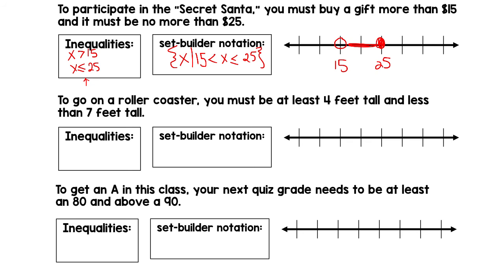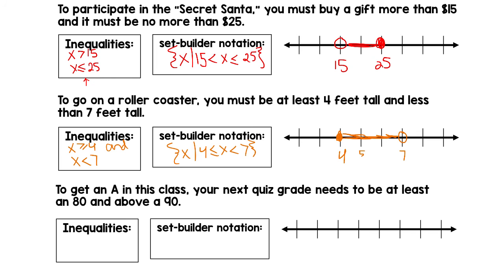Let's try another. To go on a roller coaster, you must be at least 4 feet tall. So X has to be greater than or equal to 4. And less than 7 feet tall. So less than 7. So it looks like we've got endpoints on 4 and 7. And we're going to shade between those. 5, if we think about it, is right here, is both more than 4 and less than 7. Set builder notation, 4 less than or equal to X less than 7.